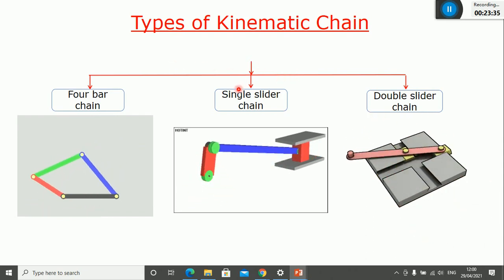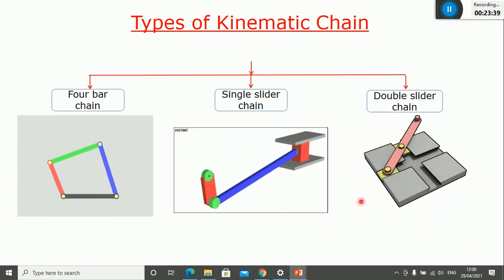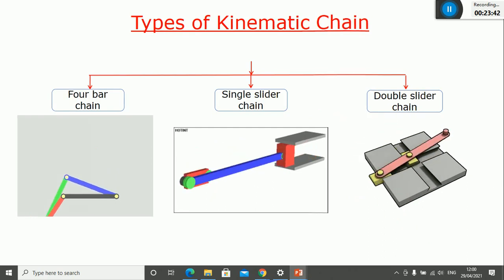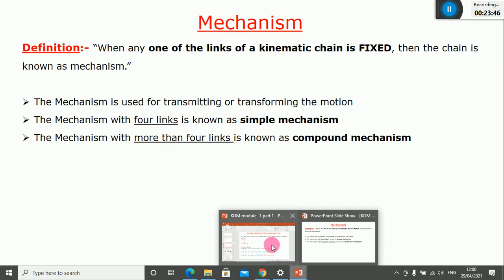So till now we completed a kinematic link, then kinematic pair, then kinematic chain. And what is next? The next is a mechanism.